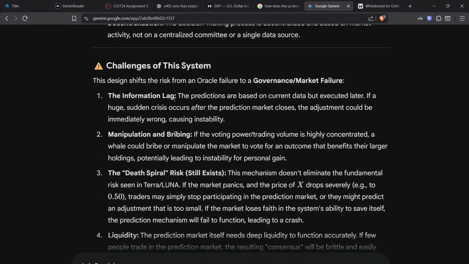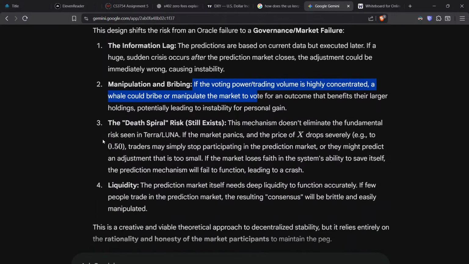Challenges. The predictions are based on current data but executed later. If a huge sudden crisis occurs after the prediction market closes, the adjustment could be immediately wrong, causing instability. Okay. If the voting power is highly concentrated, a whale could bribe or manipulate the market to vote for an outcome that benefits the larger holdings. That's possible. The mechanism doesn't eliminate the fundamental risk seen in Terra.